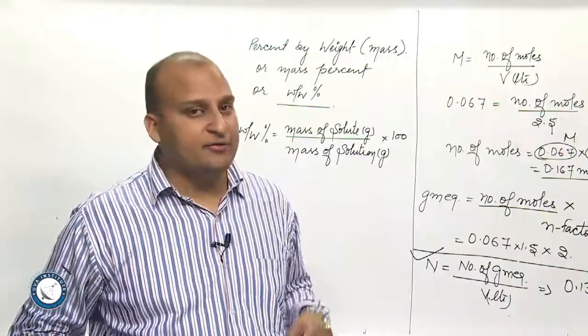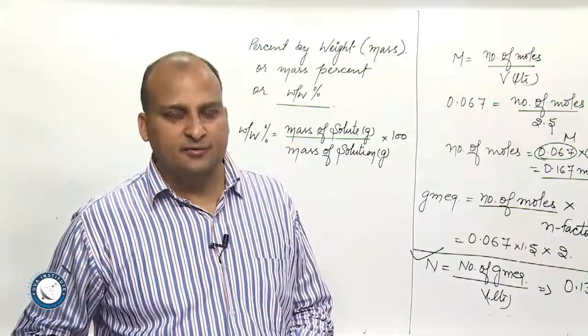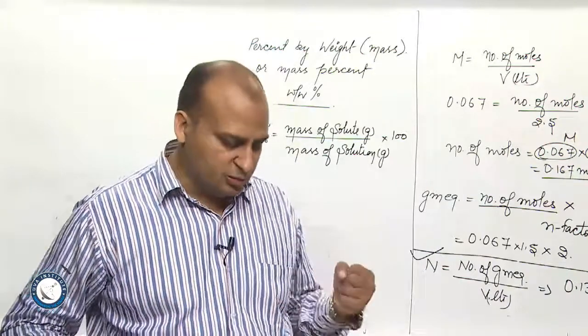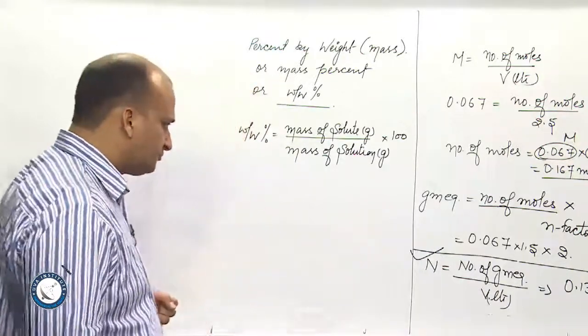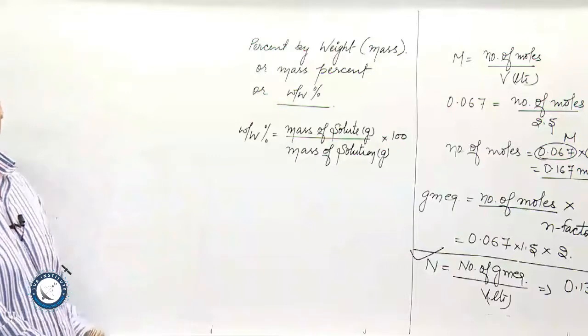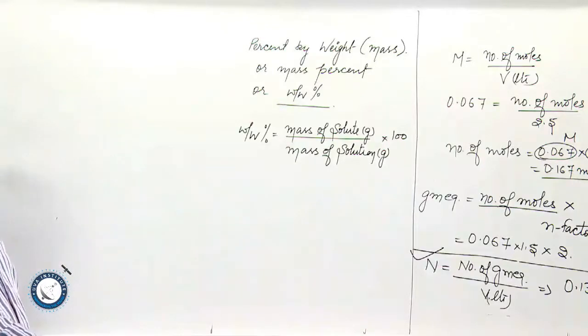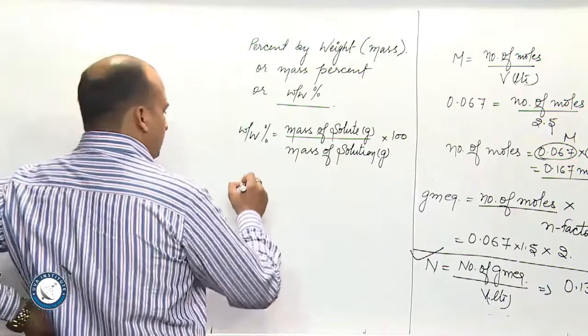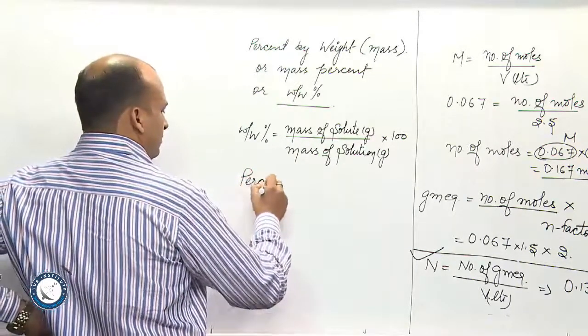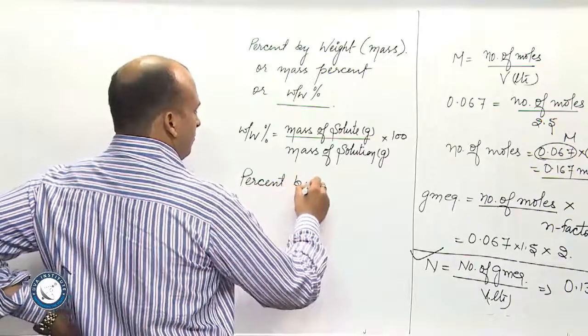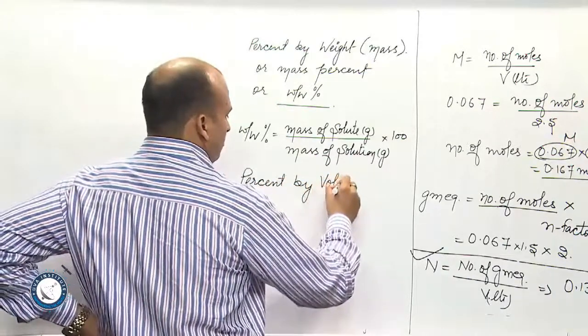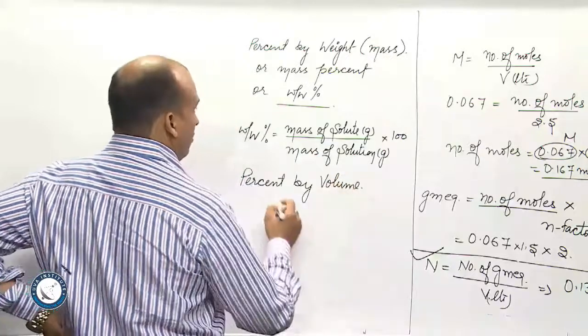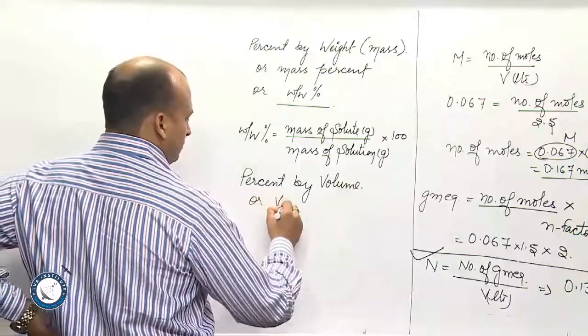Okay. But if in case there is a solution, then in that case, you know, the formula changes. Now how does it change in that case? See, you will say percent by volume or volume percent.